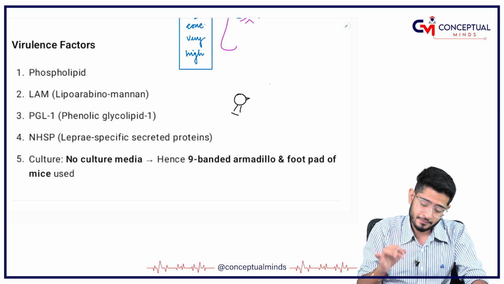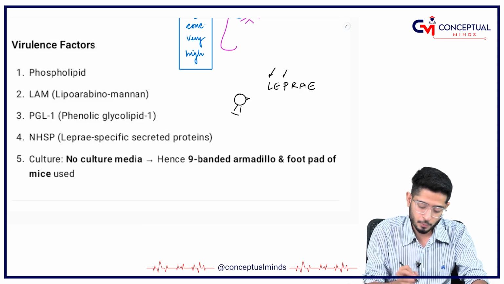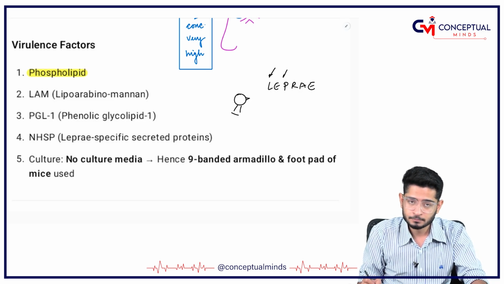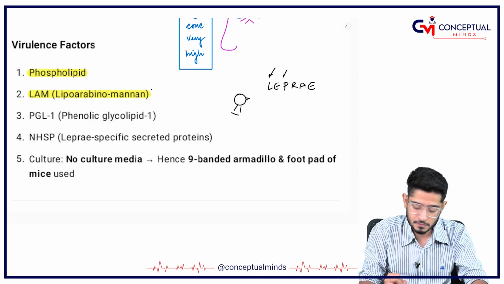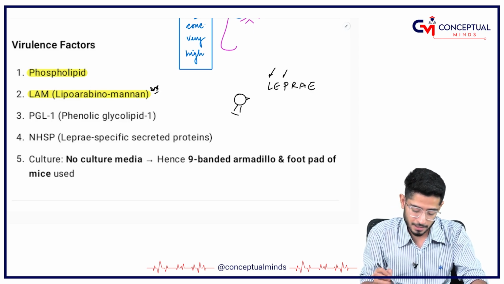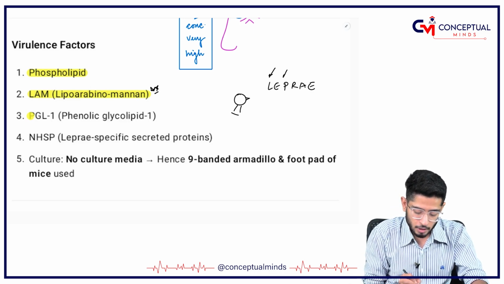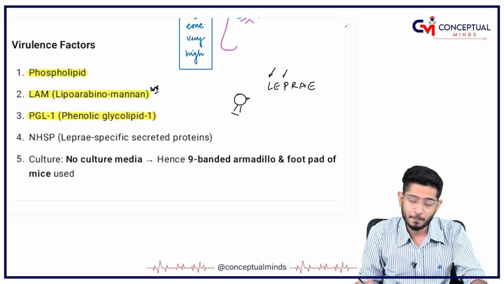Leprae has itself in the name. Okay, so L and P are important. One P is phospholipid. Next L is lipoarabinomannan. This is also a virulence factor, LAM factor, lipoarabinomannan. And you have got another P that is called phenolic glycolipid 1, PGL.